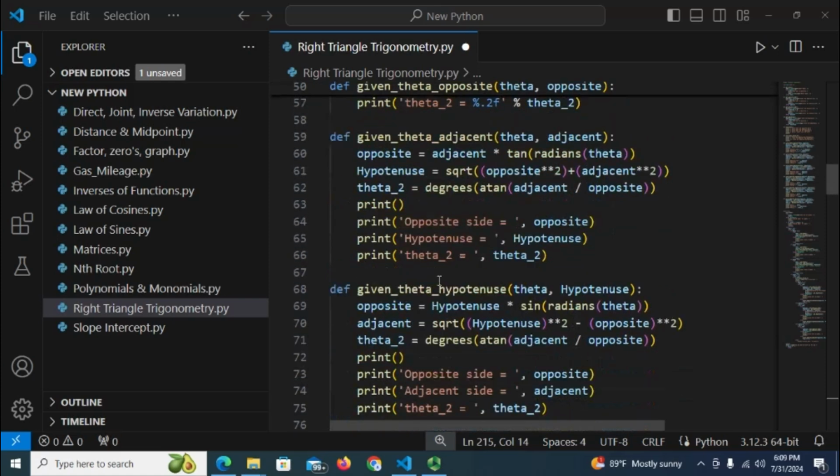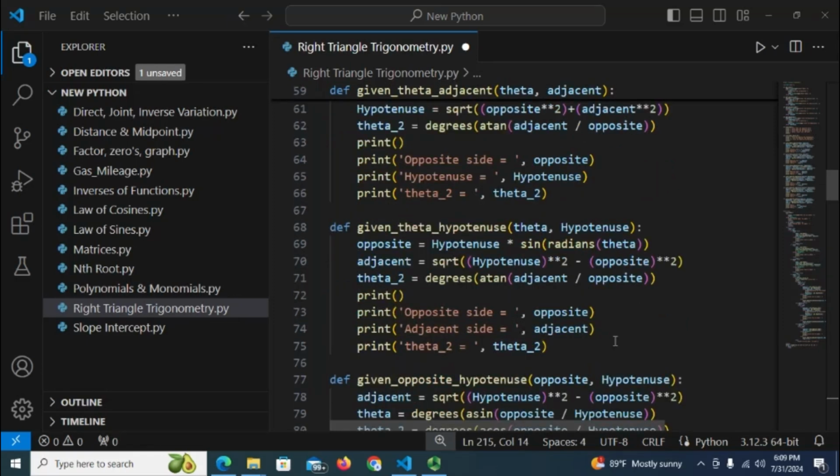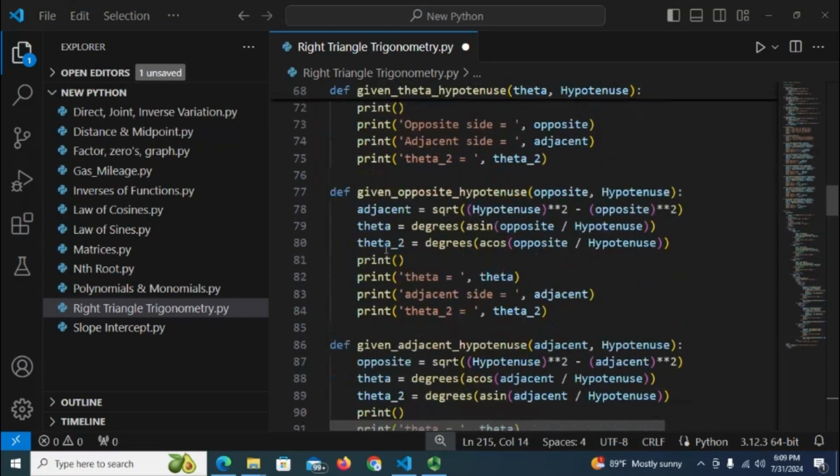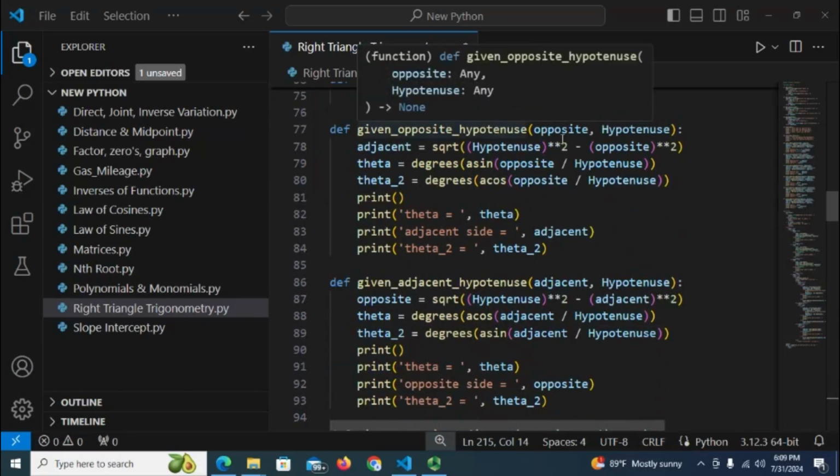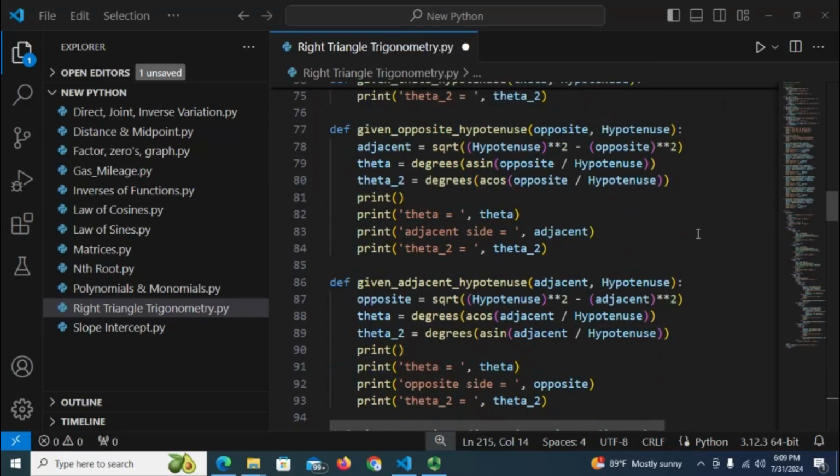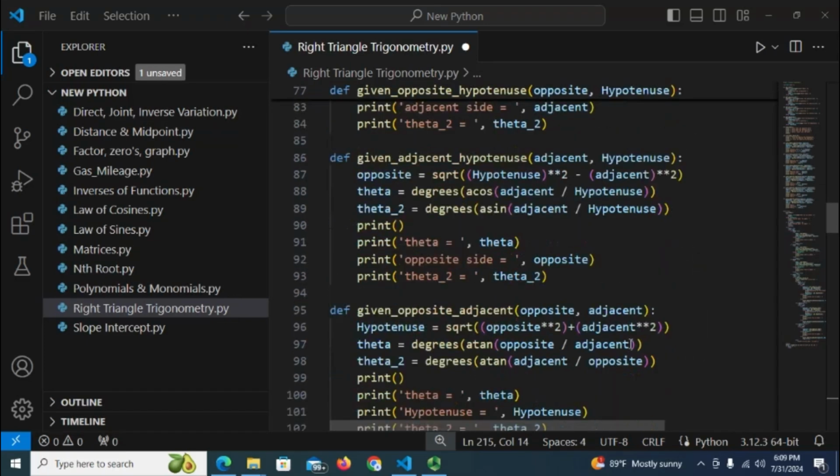The third function, the parameters are theta and hypotenuse that will be inputted by the user. It'll compute opposite, adjacent, and theta 2, and then we print those to the user. And then the second to last function is opposite and hypotenuse. The user inputs those two parameters, and then the program will calculate adjacent, theta, and theta 2 and print those results to them. And then the last one is if they know adjacent and hypotenuse and they input those values, we compute opposite, theta, and theta 2, and then we print to the user.